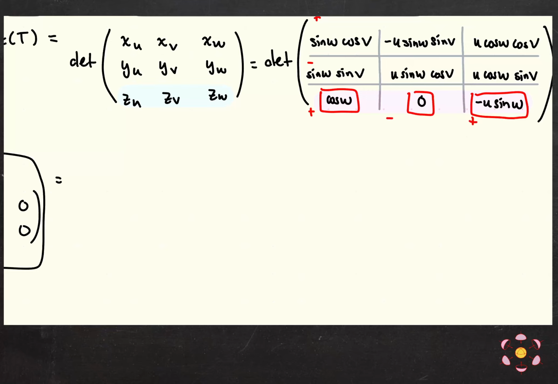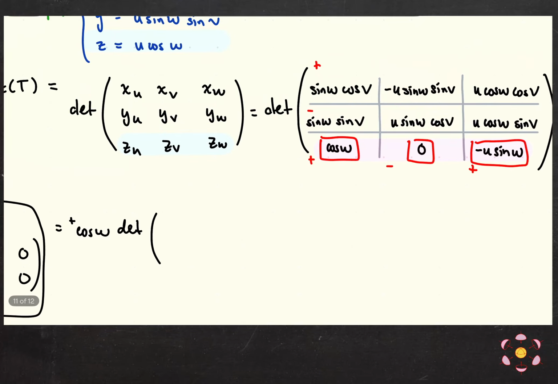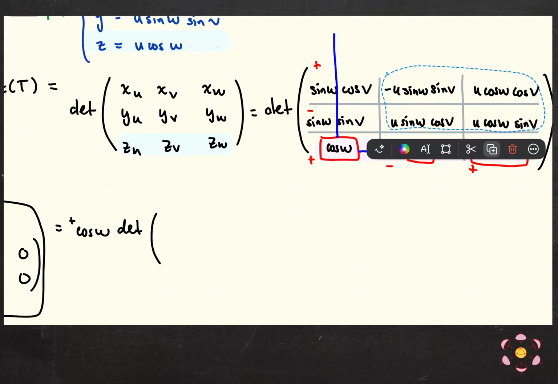So let me start by saying, okay, the first one we're going to have cosine of w with a plus times the determinant of a 2 by 2 matrix, where, which one? Well, we cross out these 2 rows. So, giving me this 2 by 2 matrix.